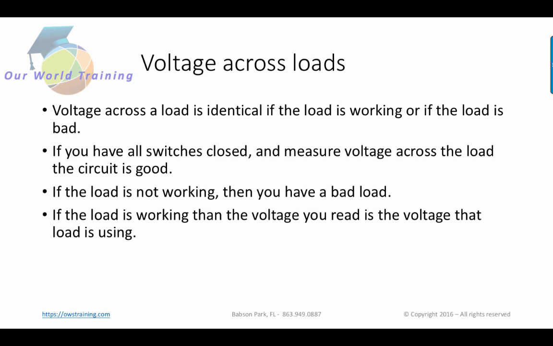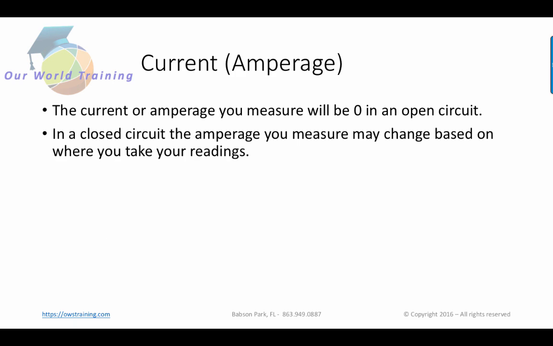The voltage across loads is a meter reading you can take. You put the meter lead on each side of the load. Voltage across a load is identical if the load is working or if the load is bad. If you have all the switches closed and measure voltage across a load, the circuit is good. If the load is not working, then you have a bad load. If the load is working, then the voltage you read is the voltage that the load is using. And I'll show you an example of that in a minute.